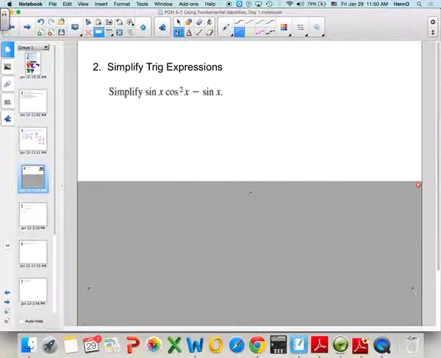You can't cancel out the sine x's. No, you can't cancel out the sine x's in a fraction. Okay, yeah, we could do that. What did she say? Make that cosine squared into a 1 minus sine squared. Oh, true.